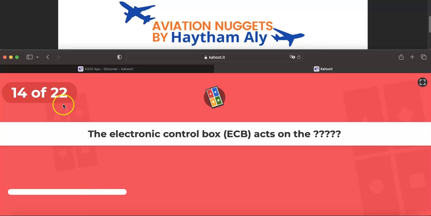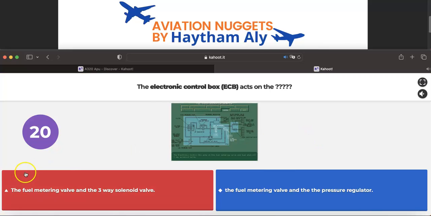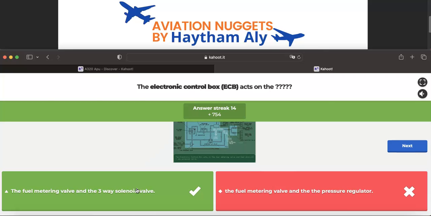Question 14 of 22. The electronic control box acts on the fuel metering valve and the three-way solenoid valve, or the fuel metering valve and the pressure regulator. The right answer is fuel metering valve and the three-way solenoid valve.